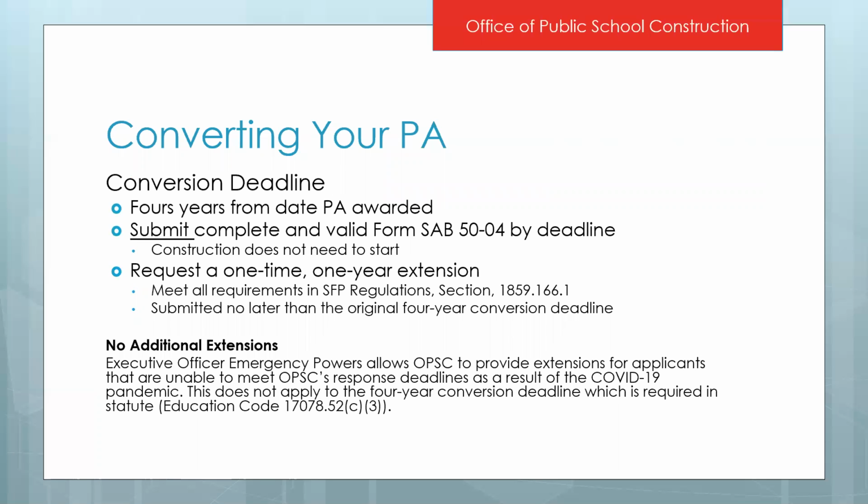Our executive officer does have emergency powers to allow us to provide extensions to deadlines. For example, if we are reviewing an application and request additional documentation from you and give you a deadline of 15 days, we may be able to extend those deadlines if it's due to COVID. But the 4-year conversion deadline is a requirement in statute, and so our executive officer's emergency powers do not extend to that.